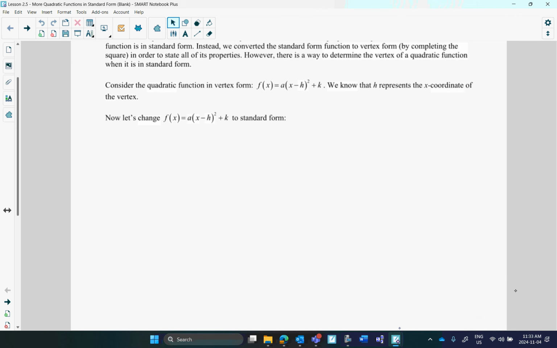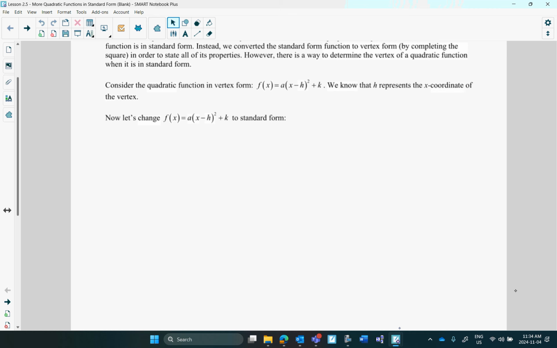We talked about how vertex form is nice because it lets us do everything. It lets us graph it. It lets us state all its properties, like the vertex, the equation of the axis of symmetry, the maximum or minimum value and where it is, the domain, the range. When it's in standard form, we can't obviously see all those properties, only a couple, okay?